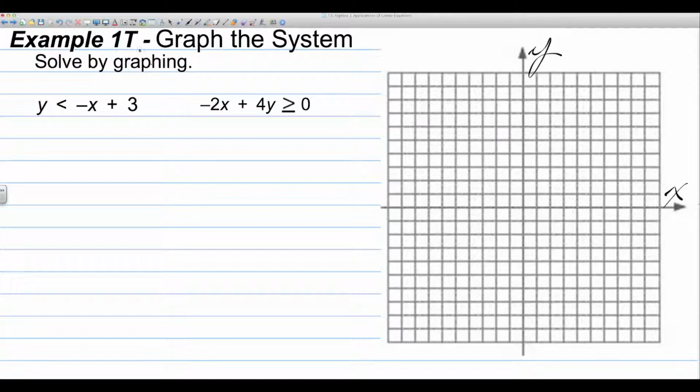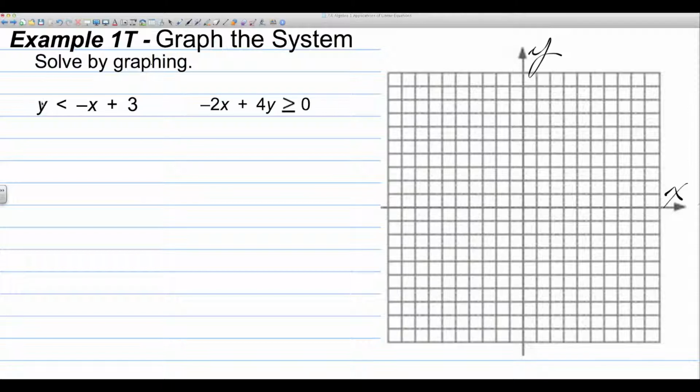Example 1, graph the system. Solve by graphing are the directions, and what we have to do is graph two inequalities over here. Effectively, we're going to graph two straight lines that will intersect and form four sections. One section will not be shaded at all. Two of these sections have a single shade, and the fourth section is our solution where the overlap occurs. So let's see how to build that and find the solution here.